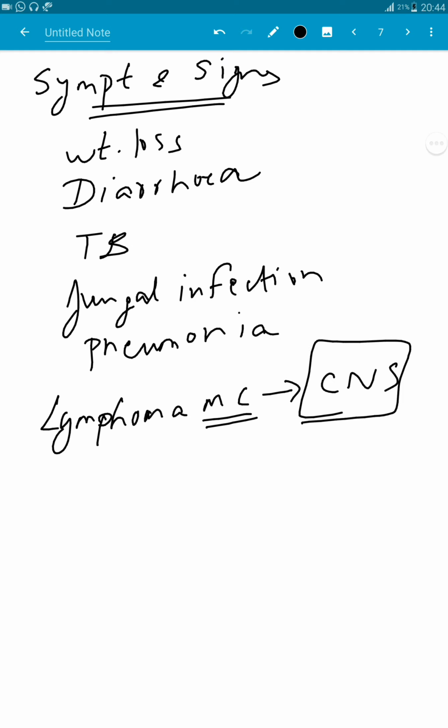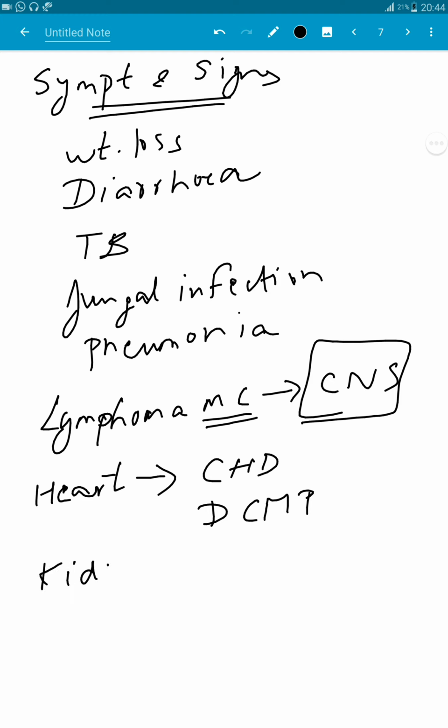And next, regarding the heart and HIV, the most common heart disease in HIV is coronary heart disease, and the most common cardiomyopathy is dilated cardiomyopathy. In the kidney, it can cause FSGS. I will discuss this in the renal topic. Next we can talk about the transmission of HIV virus.